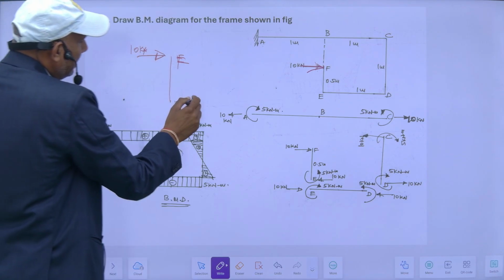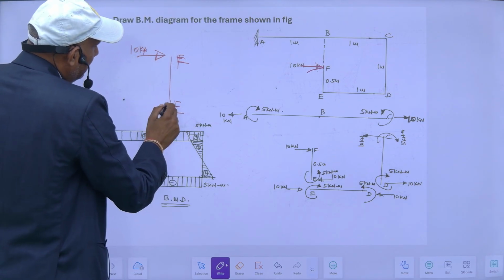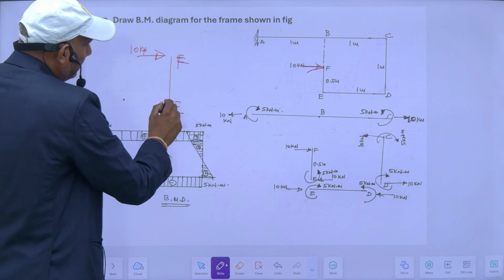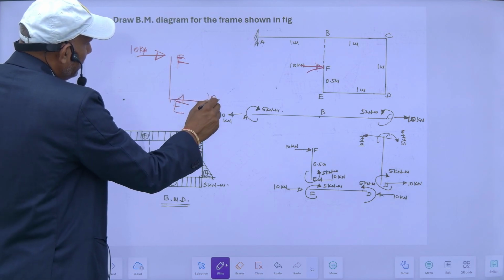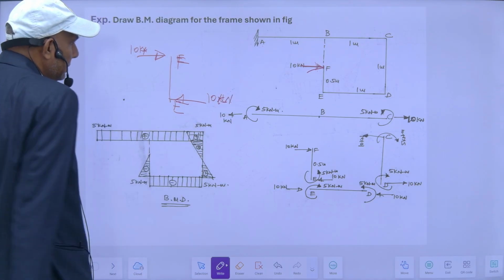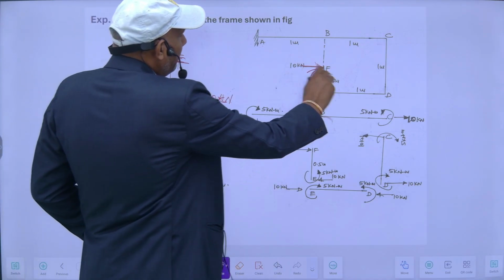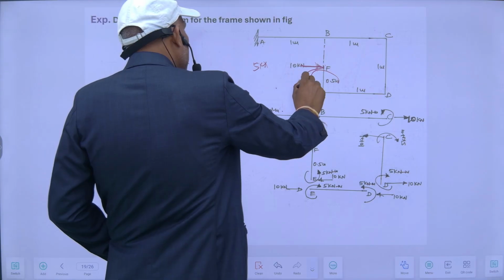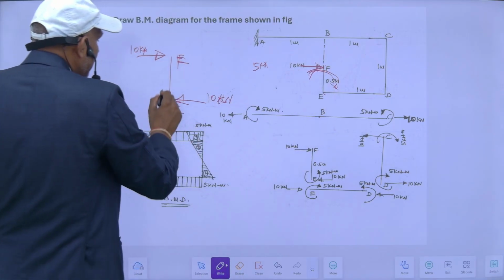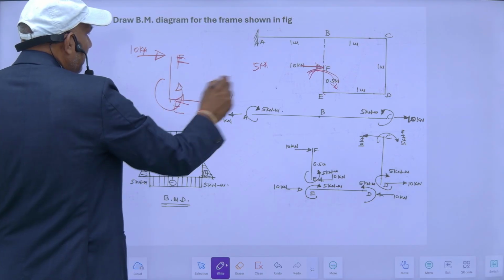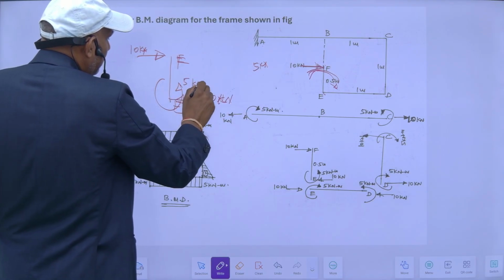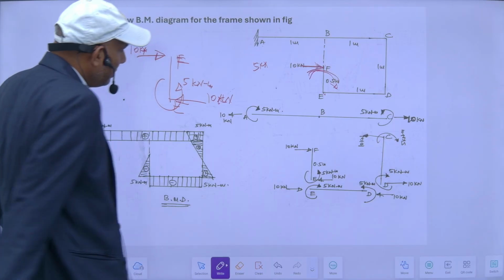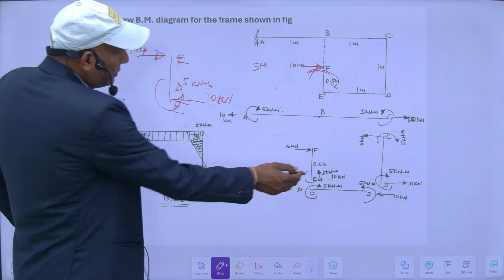Obviously, at this end also, my load will be like this, 10 kilonewton. And since this is also creating a couple of 10 into 0.5, this is acting in these directions. To counteract this, there must be a resisting moment of 5 kilonewton meter. So this is the free body diagram of FE, and this is what I have shown here.